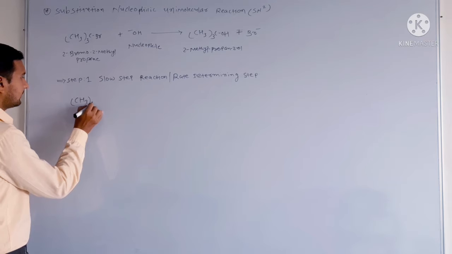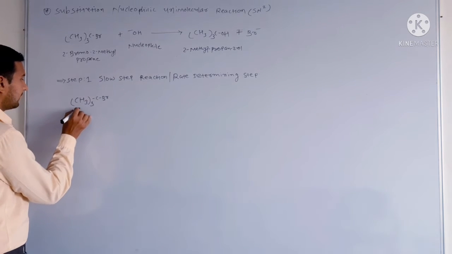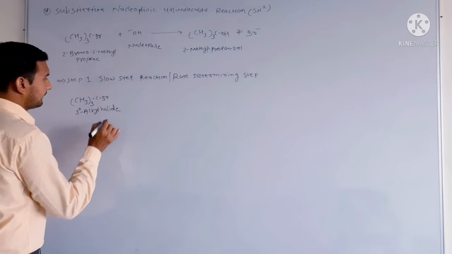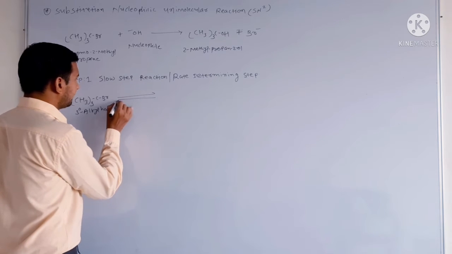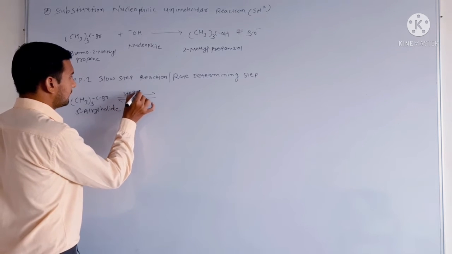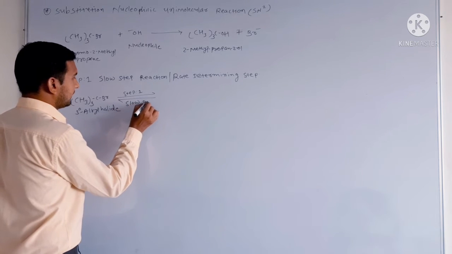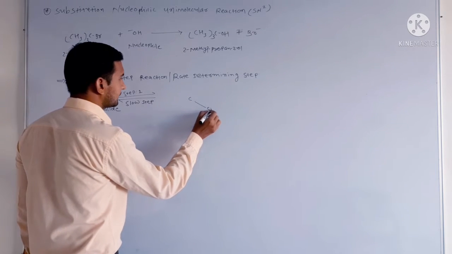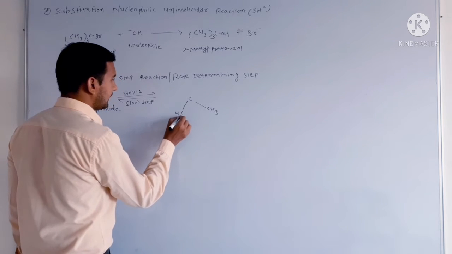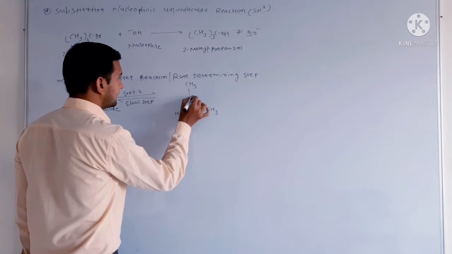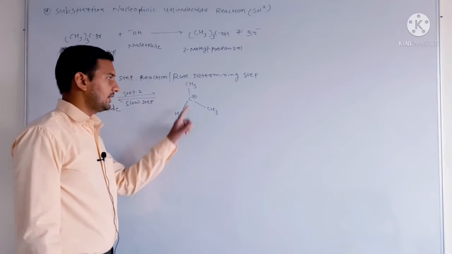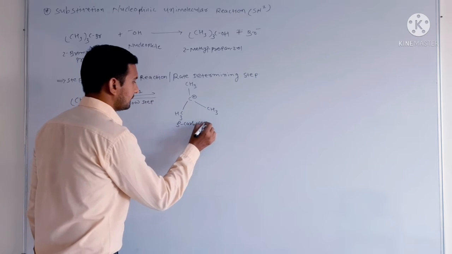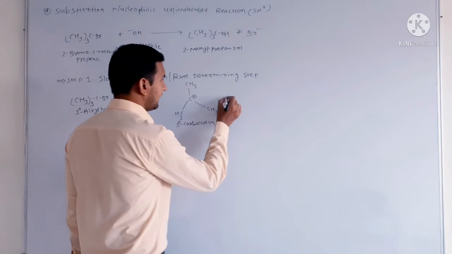(CH3)3CBr, the tertiary alkyl halide. Step 1 is the slow step, and it forms a carbocation. The carbon having the CH3 groups has a positive charge. This is a tertiary carbocation, and it releases bromide ion.